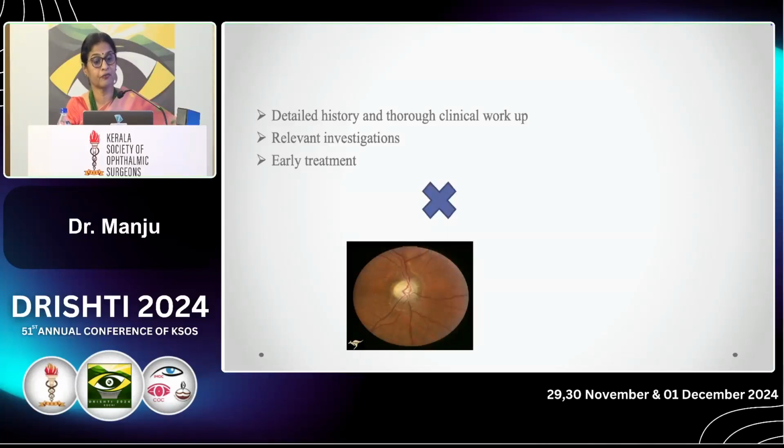Now, in all cases of disc edema, we need to do a detailed history and a thorough clinical examination. Often, we may have difficulty in distinguishing atypical optic neuritis from a non-arteritic AION. Here, relevant investigations help us to reach the diagnosis, and visual field testing in our OPD is a very important tool. Start the treatment early if possible, and in most cases, we can prevent the optic disc from going into a pallor. Thank you.